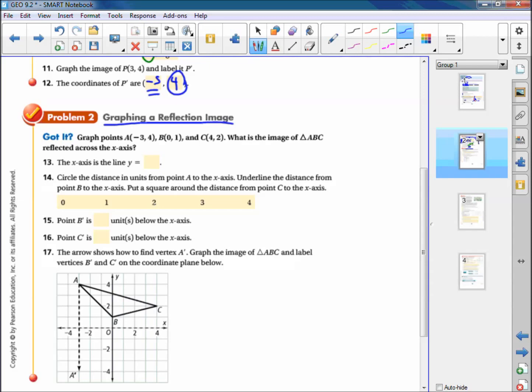So this time we're going to reflect up and down. So the x-axis is the same as the line y equals 0. And remember that's because if we put 0 in all the y spots, the x can be anything we want, we end up with a line on the x-axis.